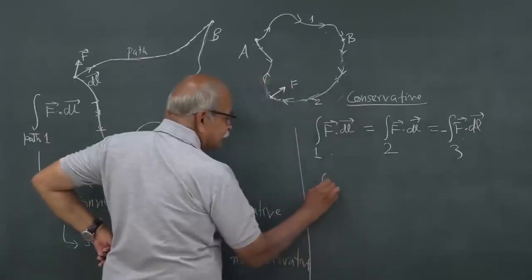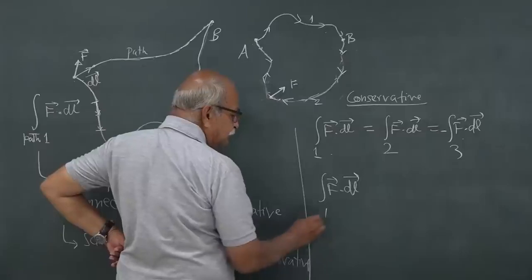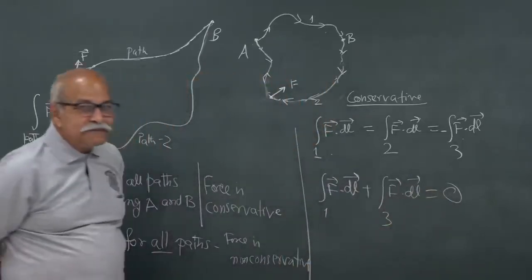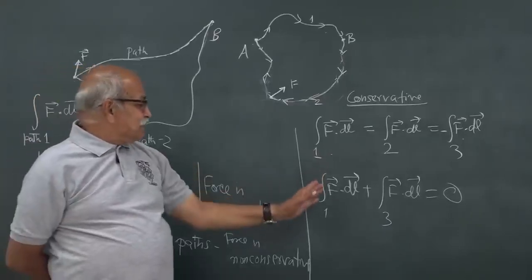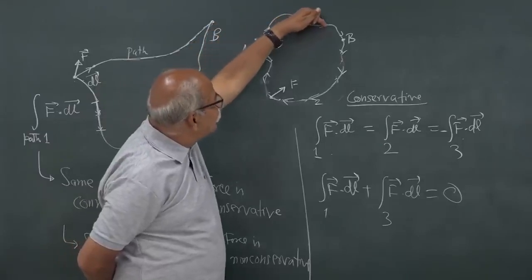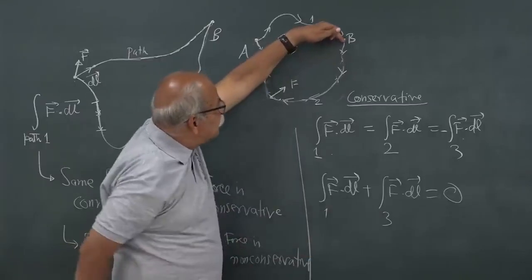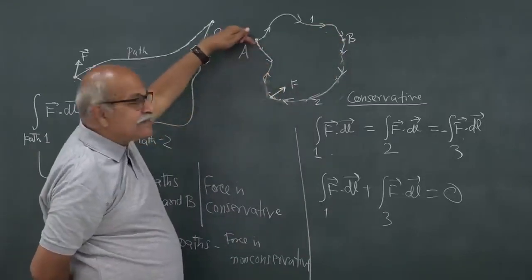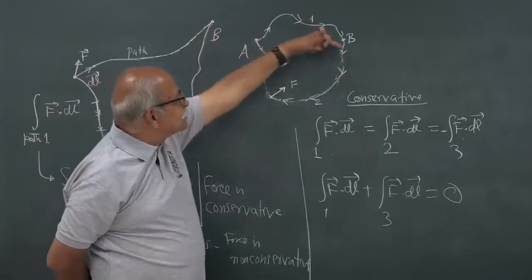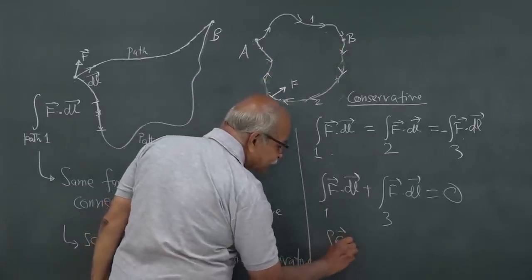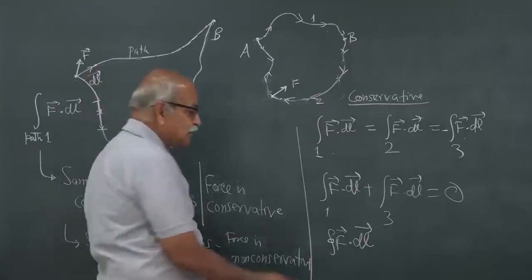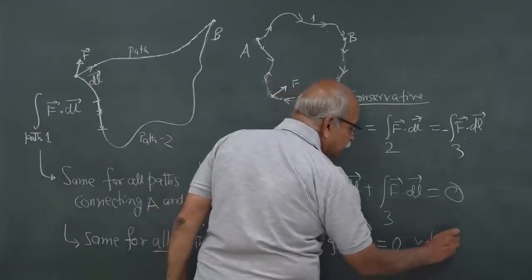Now bring this thing here. So you have F dot dl on path 1 plus F dot dl on path 3 equal to 0. And what is this? Path 1 and then path 3, and you are adding. Path 1 means you are going from A to B along this line, and then path 3 means you are going from B to A along this line. So you are going on a closed loop. You start at A and you again reach A after going through this closed loop. So this whole thing is F dot dl on a closed loop, and for that we put a circle here to tell that it is a closed loop, and this is 0. Valid for all closed loops.